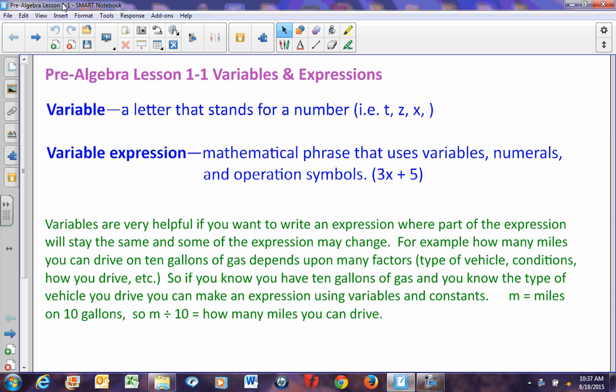This is pre-algebra lesson 1-1, variables and expressions. A variable is a letter that stands for a number. For example, t, z, or x.